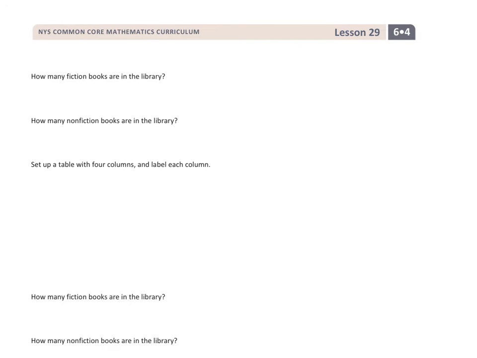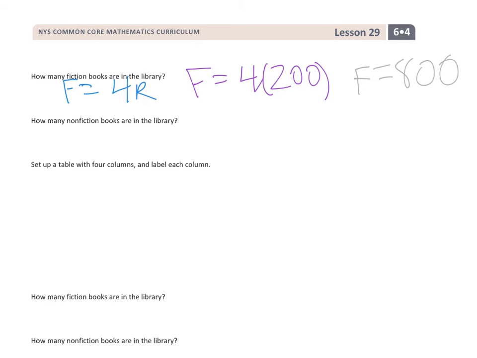Well, how many fiction books are in the library? Well, we knew that F equals 4R. And now we know that R is 200. So let's rewrite it with the new information. F equals 4 times 200. And so our final step is now we know F equals 800.